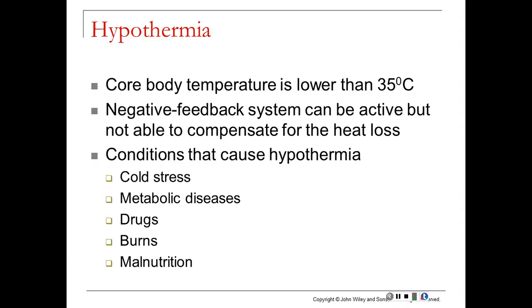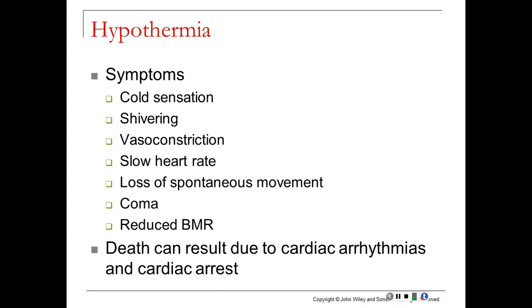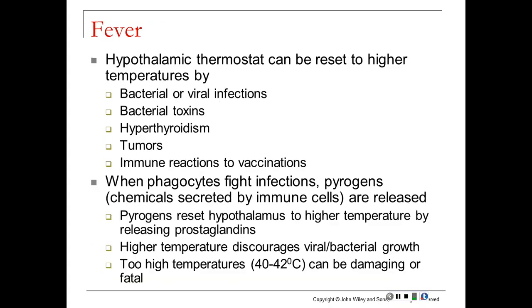Negative feedback system can be active, but it's not able to compensate for heat loss because your heat loss is so rapid. The conditions that cause hypothermia would be cold stress, metabolic diseases, drugs, burns, as well as malnutrition. Symptoms of hypothermia include cold sensation, shivering, vasoconstriction, slowed heart rate, reduced BMR, coma, loss of spontaneous movement. Death can actually be a result from cardiac arrhythmias and cardiac arrest.